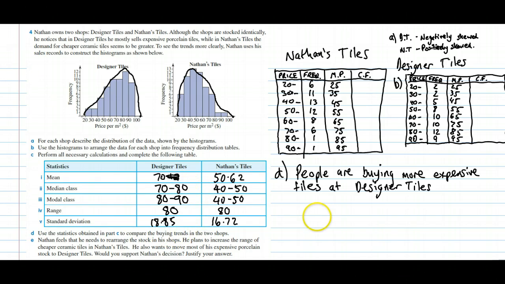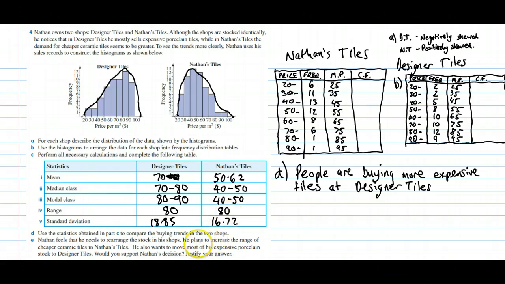Okay, Nathan feels that he needs to rearrange the stock in his shops. He plans to increase the range of cheaper ceramic tiles in Nathan's tiles. He also wants to move most of his expensive porcelain stock to designer tiles. Would you support Nathan's decision? Justify your answer.